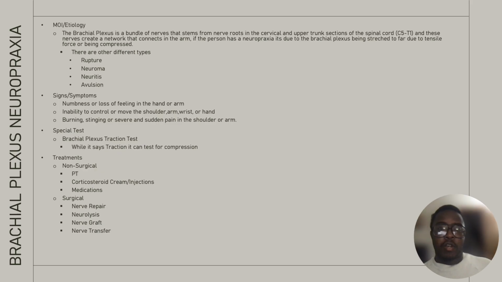And treatment wise, you either go the non-surgical route, which is PT, corticosteroid creams and injections, and medications. But for more severe cases, there's nerve repair, neurolysis, nerve graft, and nerve transfer for surgical reasons.